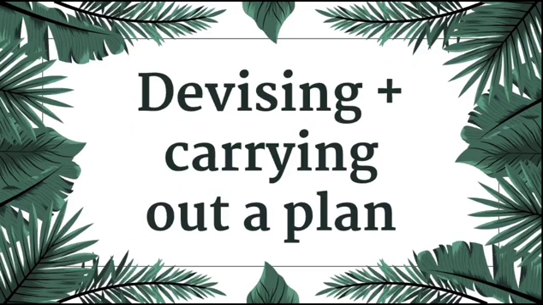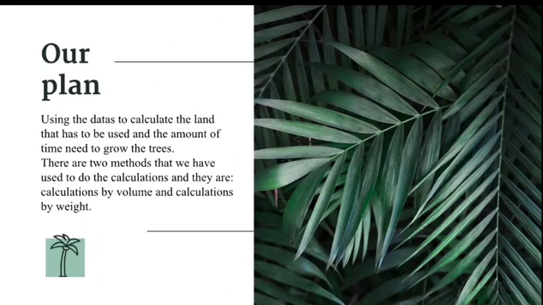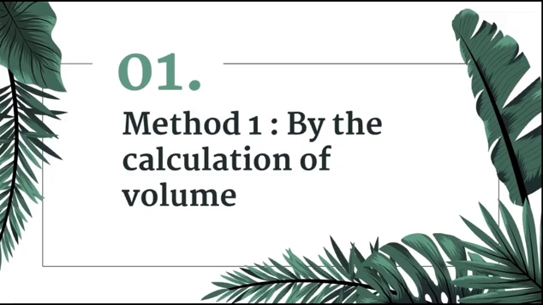Now let's look at how we devised and carried out a plan. Our plan is to use the data to calculate the land that has to be used and the amount of time needed to grow the trees. There are two methods that we have used to do the calculations, and they are calculations by volume and calculations by weight. Let's look at the first method of solving this problem, which is by the calculation of volume.